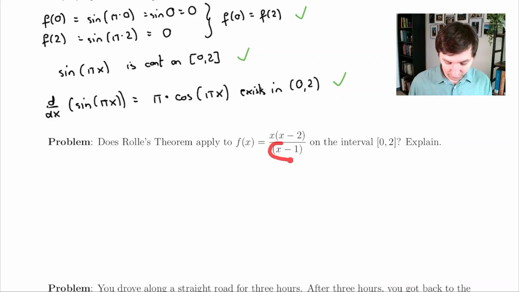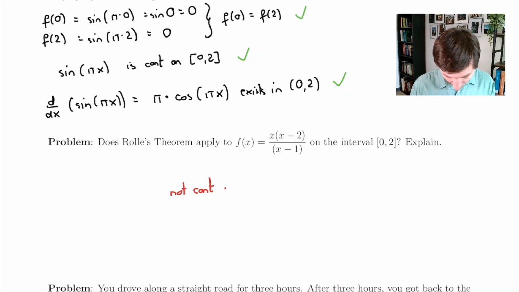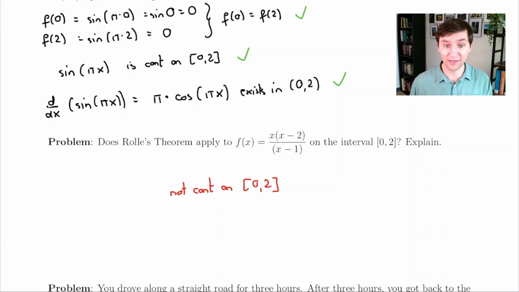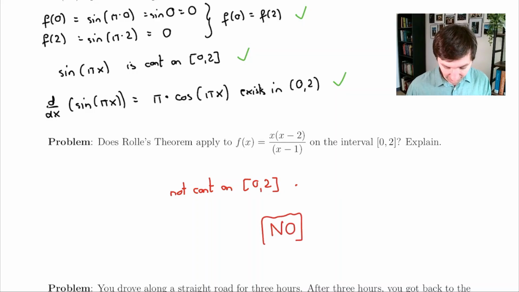You're not allowed to plug in 1 to this expression, because then you will be dividing by 0, which means this function is not continuous on the interval from 0 to 2, because it's not even defined at x equal to 1, which means that Rolle's theorem does not apply here. We cannot use Rolle's theorem to conclude that there is a place where the derivative is 0, that there is a place where the tangent line is horizontal between 0 and 2.